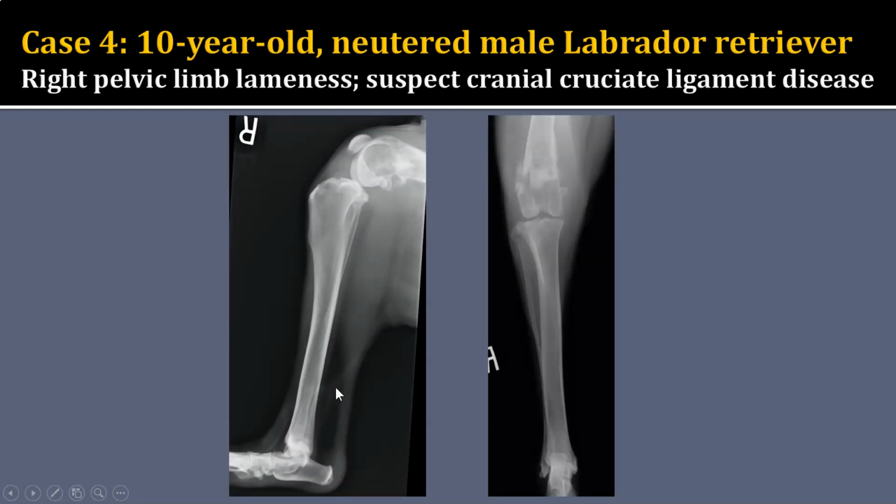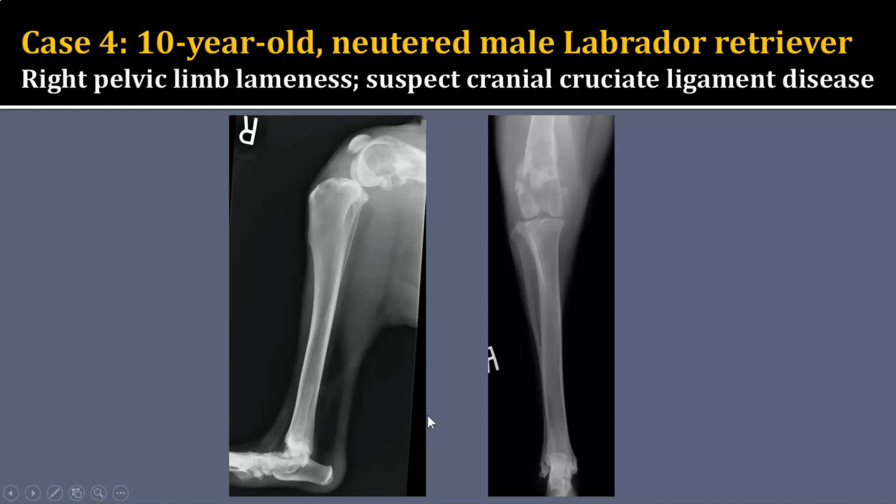All right, case number 4 is a 10-year-old neutered male Labrador retriever who has right pelvic limb lameness, and the clinical suspicion is cranial cruciate ligament disease. So they've obtained those TPLO views that we've already talked about. So a lateral and a craniocaudal that are well positioned, pretty good exposure, and have all of the parts of the bones in that we want.